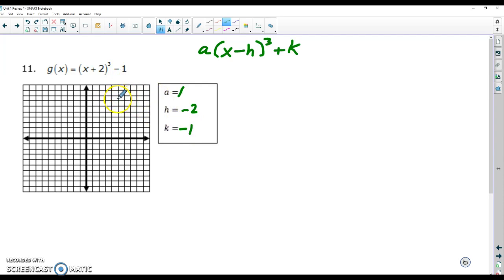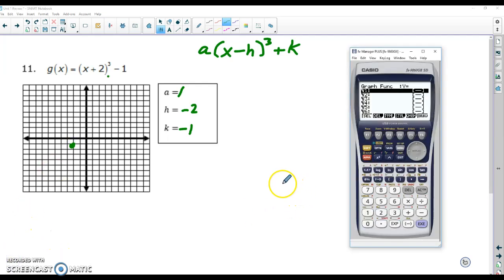So in our graph, we can actually start graphing this shape. The shape has sort of like a center point or a vertex or a starting point at H and K. So H is the X and K is the Y. So 2 to the left and 1 down. That's where our starting point is.